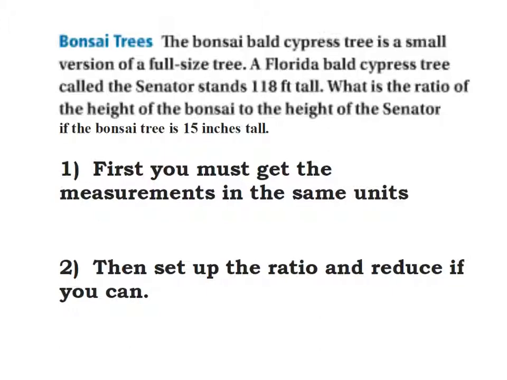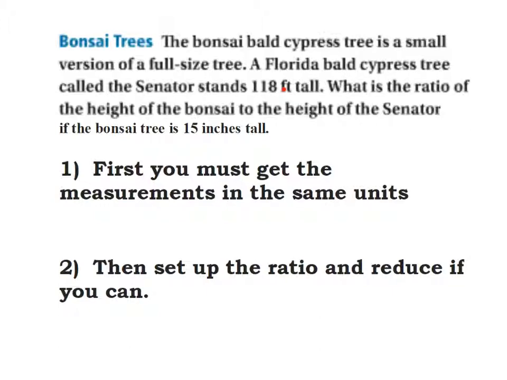So we're trying to compare this little bonsai tree to the full-size senator tree. And they're kind of tricky here because they gave those to us in different units. The senator tree was 118 feet compared to the bonsai that's measured in inches. That's not fair to compare these two numbers unless their units are the same. My very first step is to get the units to be the same. And I'm going to typically go to the smaller unit, so I'm going to leave my 15 inches alone, but the 118 feet, I need to convert that to inches.